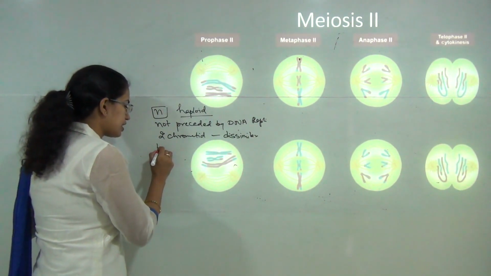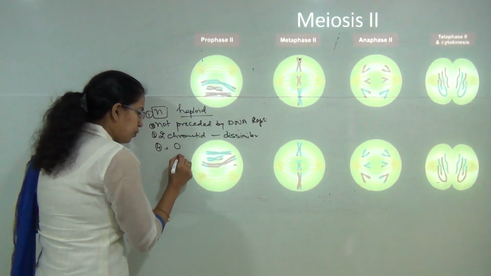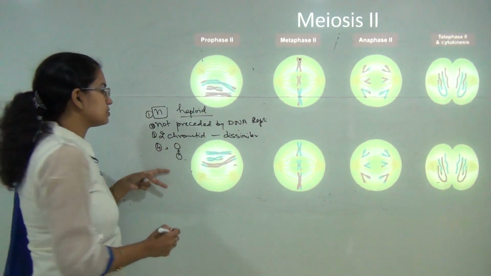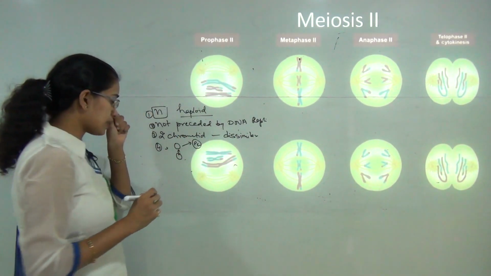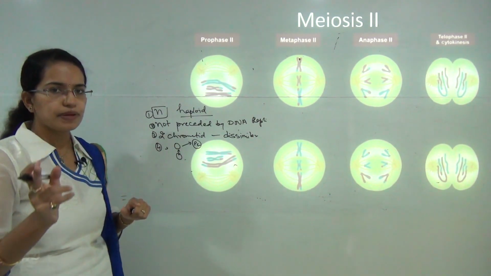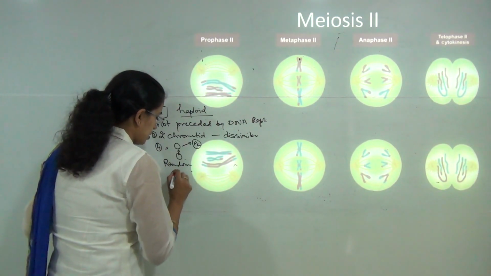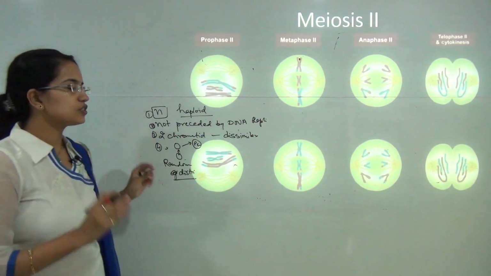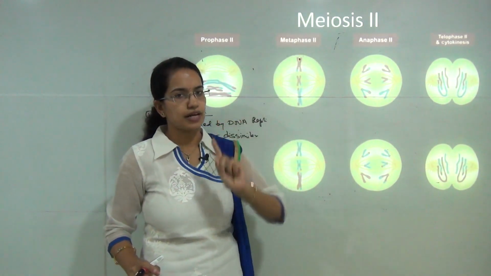And the fourth important contribution that we talked about is that the two daughter cells that are formed are not identical among themselves, neither are they identical to the parent cell. That means there is a total random distribution of genetic material that occurs. So that's again the key point. So these four are the key aspects that differentiate meiosis 2 from mitosis.